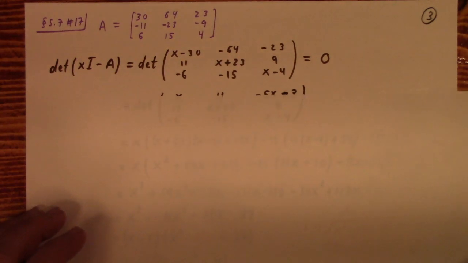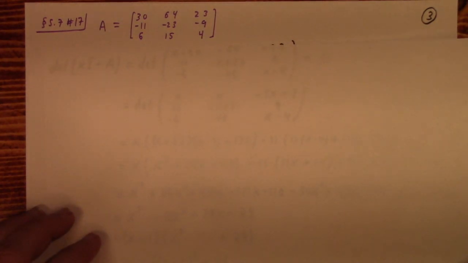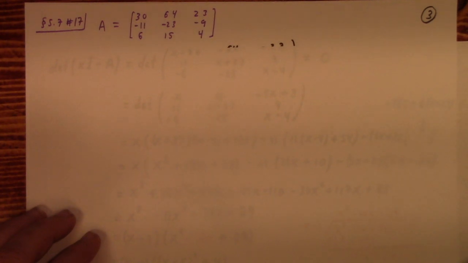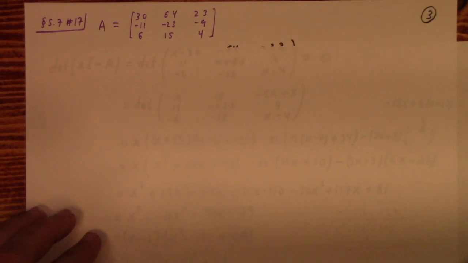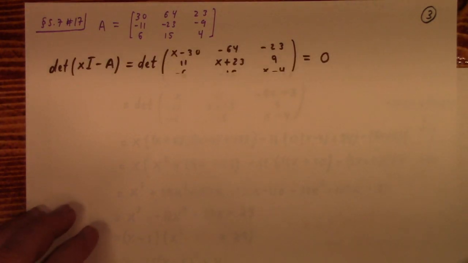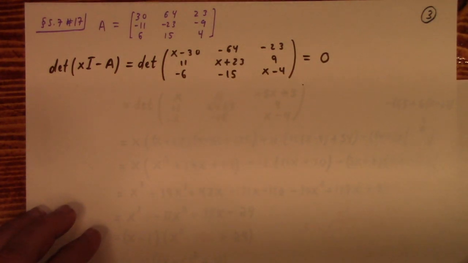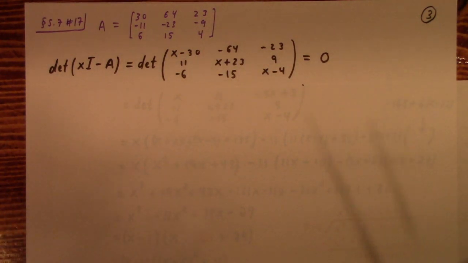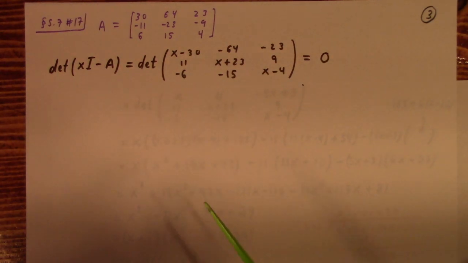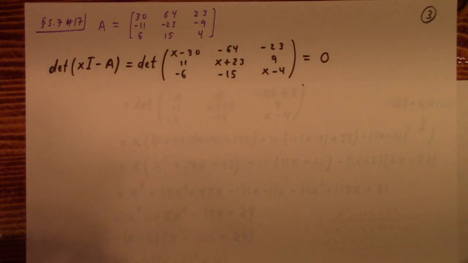So here's the example I should have done. This lovely number 17 from section 5.7, which has these big ugly numbers in it. I decided to use x rather than lambda for the characteristic equation, just to show you how that looks. This might work better for some of you algebra-wise, just because you're more confident using x. But again, you can't confuse this x with the x that's the solution to the differential equation, so there's that danger.